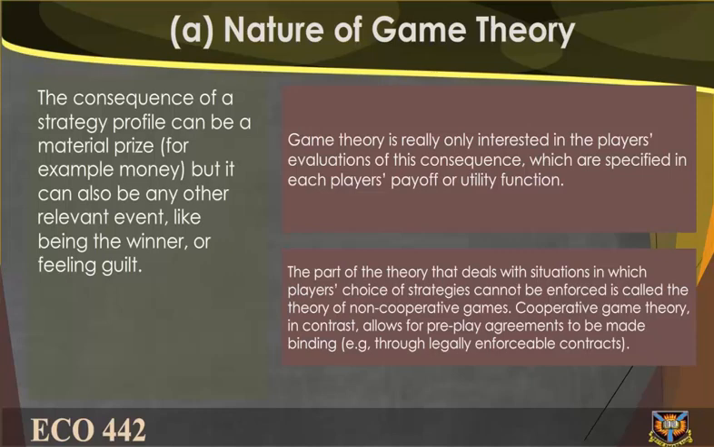Game theory is really only interested in the players' evaluations of this consequence, which are specified in each player's payoff or utility function. The part of the theory that deals with situations in which players' choice of strategies cannot be enforced is called the theory of non-cooperative games. Cooperative game theory, in contrast, allows for pre-play agreements to be made binding, e.g., through legally enforceable contracts.